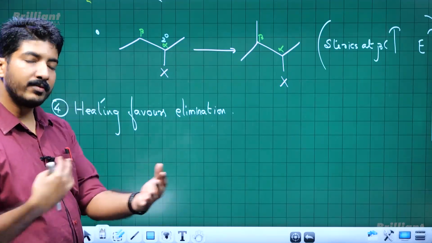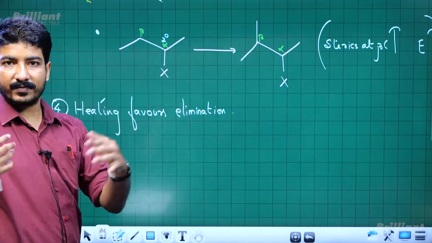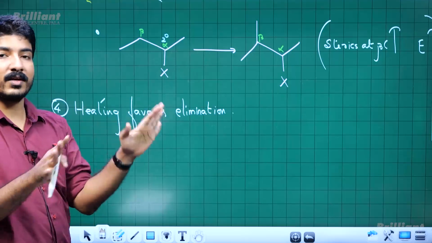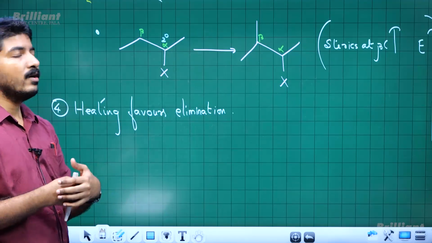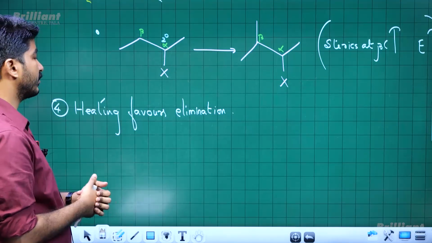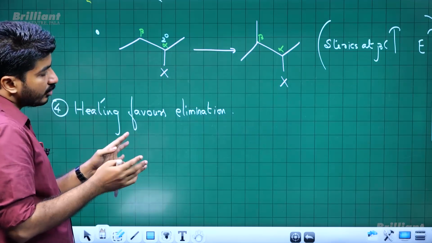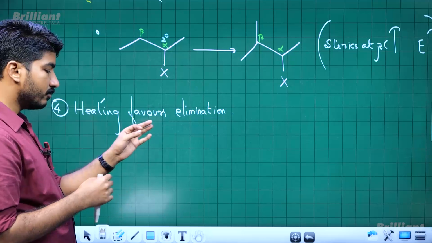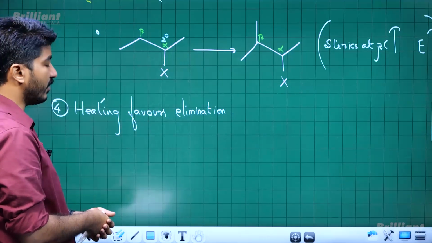That is a reality: there is always a competition between SN and elimination reaction. We cannot have perfect elimination or perfect substitution every time. In most cases, there is a mixture of products. So the question is, who is more than 50%? Which is the major reaction? If we want to promote elimination reaction, this is one criterion: do more heating. More heating may give more preference to elimination.